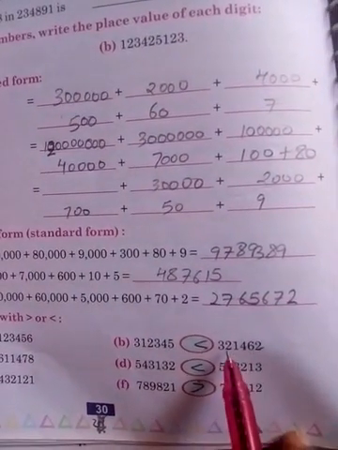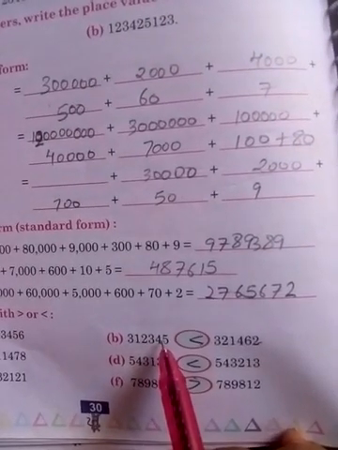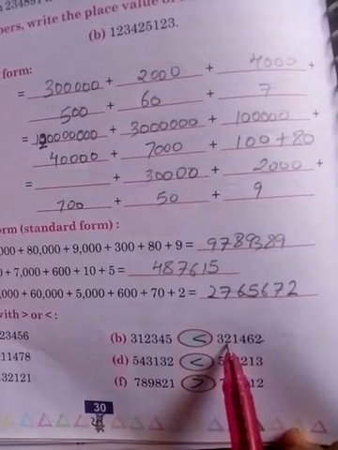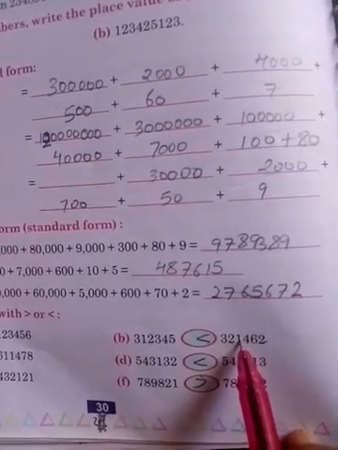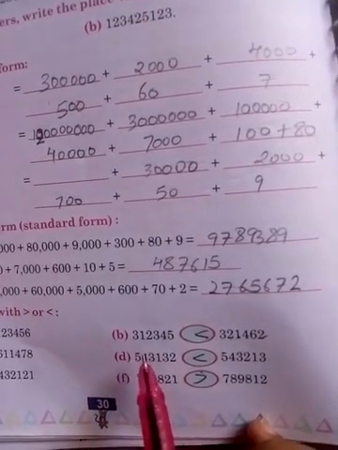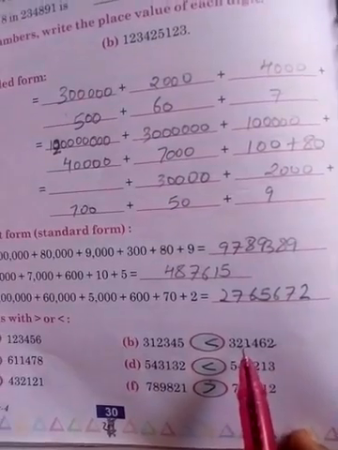If these digits are also 1 and 1, then we compare the next digits. But because 2 is greater than 1 in that number, like 3,21,462 is there, so it is greater than 3,12,000. Obviously 12 is lesser than 21, that's why 21 is the greater number.